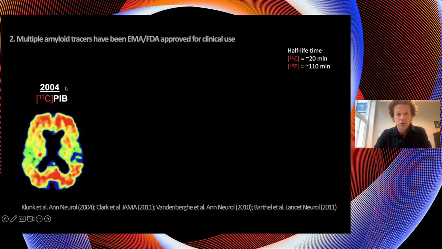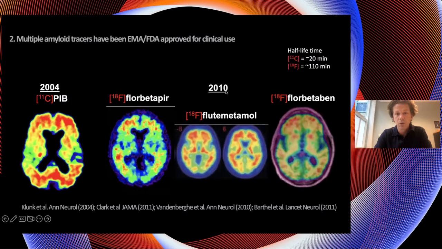So again, this first one was introduced in 2004. This tracer Pittsburgh compound B was actually labeled with carbon 11. And you can see that its half-life is only 20 minutes, which means you need to have the production really on site. Otherwise, the radioactivity decays and you will no longer have enough activity to get enough signal. So therefore, in the 2010s and a bit onwards, three other F18 labeled amyloid PET tracers were developed. They're listed here. They're all approved by both the European and the American institutions for clinical use. So nowadays we have three amyloid PET tracers at our disposal for clinical use.